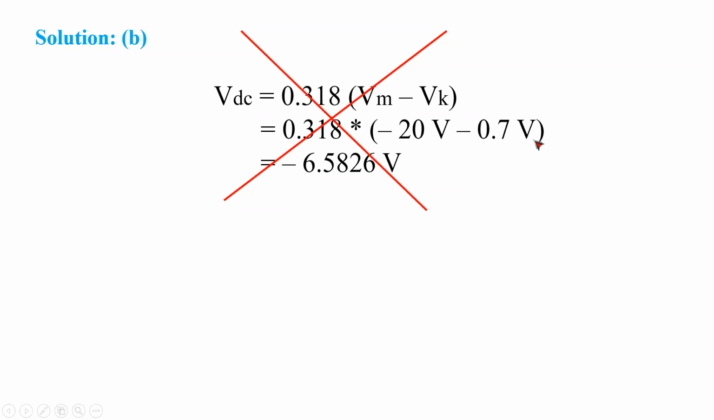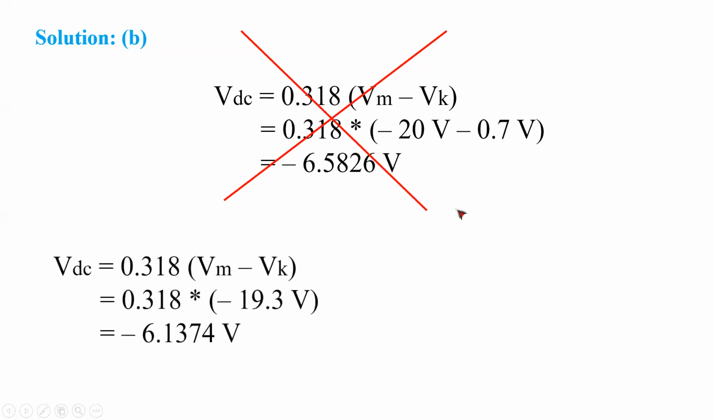But how will other people know? They will not know. Only I know this is for direction, this is for reduction. Only I know it, or you know it. So that's why our answer is wrong. That's why I told you to use minus in front of 0.318 instead of VM.